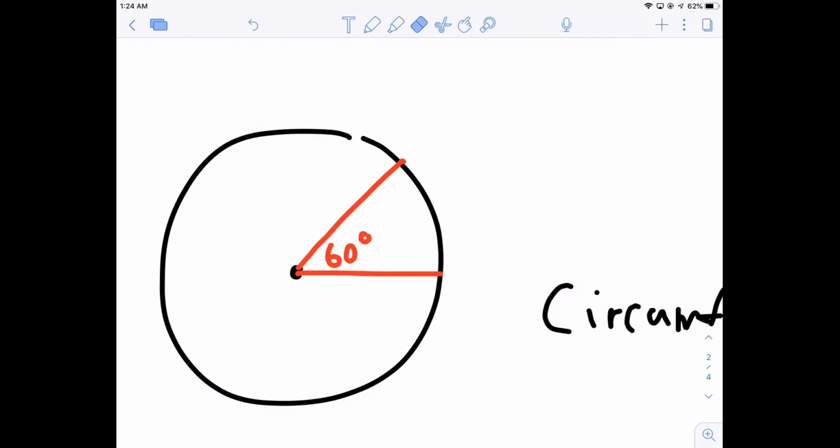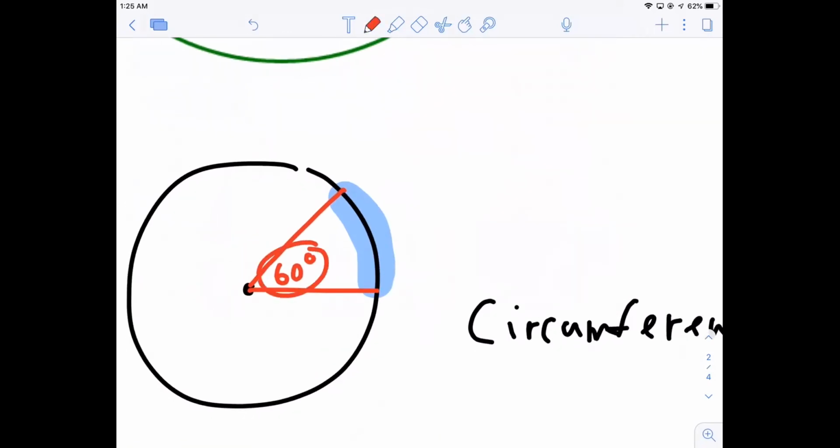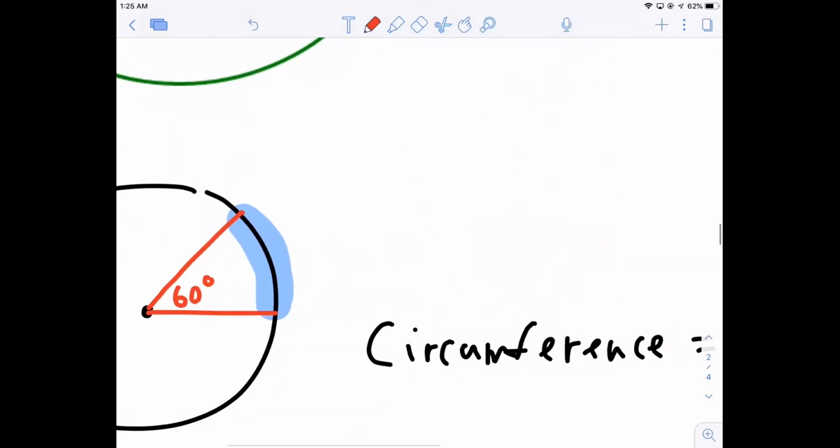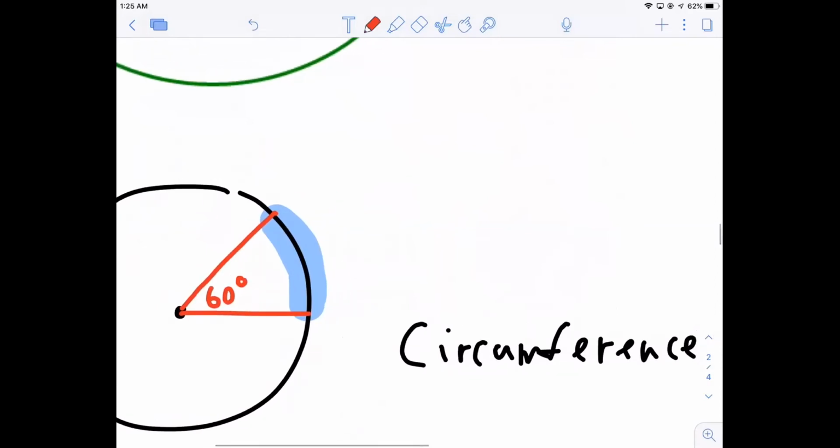Well, I know the entire circle is 360 degrees, right? That's going to be 300 degrees, but the entire thing, that's 360 degrees. So this arc over here, the length of that arc is going to be in the same proportion as this degree measure to the full 360 degrees of the circle. In other words, 60 degrees is 1/6 of the circle, right? Because 60 over 360 degrees is 1/6.